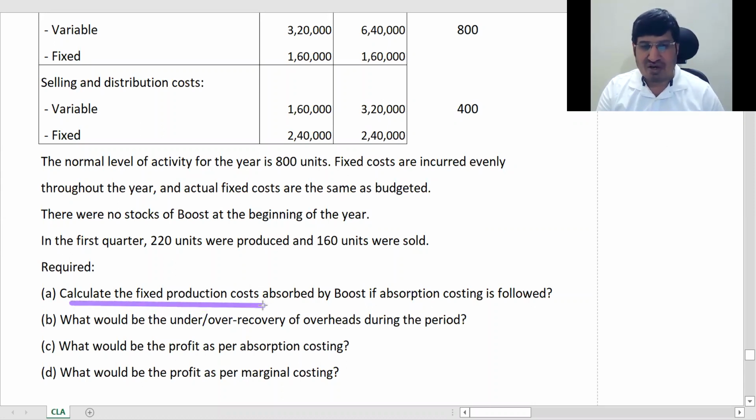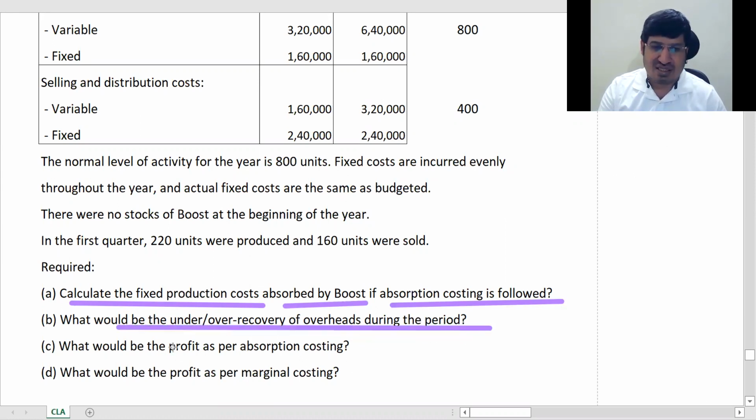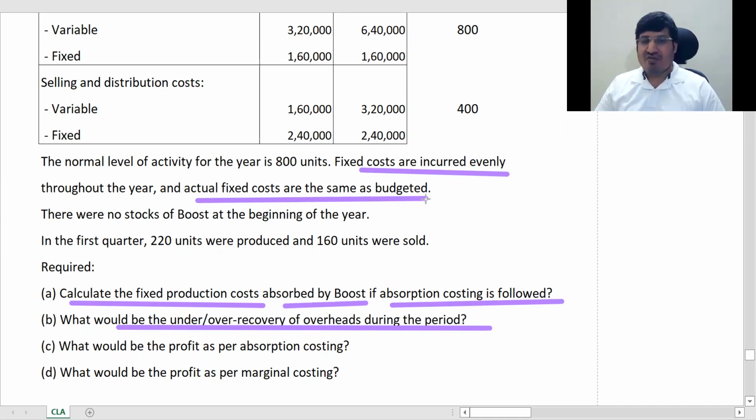Calculate the fixed production cost absorbed by goods if absorption costing is followed. यानी fixed cost देखेंगे. What would be the under over recovery of overheads? Okay, so then ये जो है again जो मैंने बोला था ना कि fixed costs are incurred evenly and actual fixed costs are same as budgeted. Okay, so from the year point of view it is same. From the year point of view कुछ भी over and under absorption नहीं हुआ है, but from the quarter point of view हो सकता है.